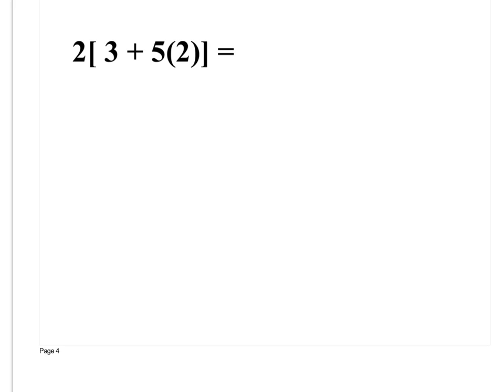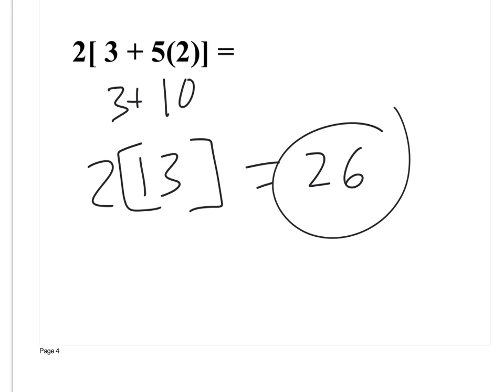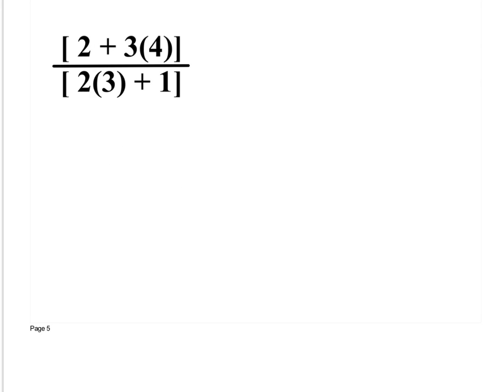Is there any exponents? No. Okay, so then I multiply before I add. So what's 5 times 2? What's 3 plus 10? So I have 2 bracket 13, or 2 parentheses 13. What's 2 times 13? 26. There's my answer.